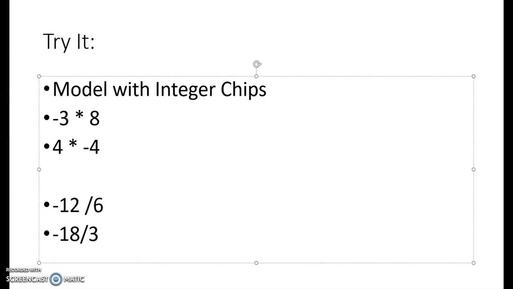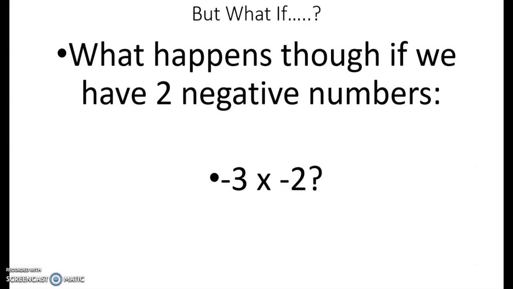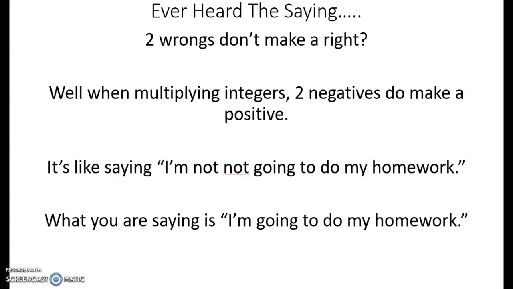All right, now let's talk about what happens if we have 2 negative numbers. Have you ever heard the saying that 2 wrongs don't make a right? When multiplying integers, 2 negatives do make a positive. It's like saying, I'm not going to do my homework. If you're not going to do your homework, then you are going to do your homework. The 2 negatives make a positive.